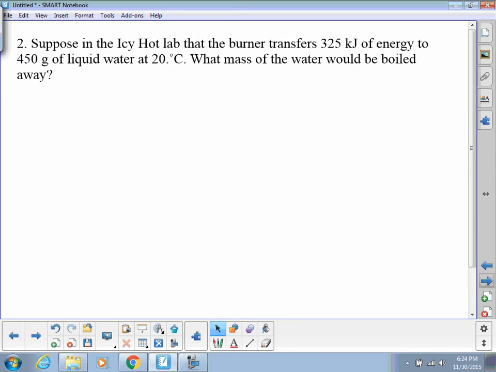Another one is like question number 2, where you're given a specific amount of energy that you're going to be working with. And in questions like this, let's read it here.